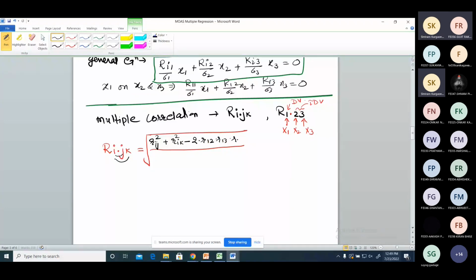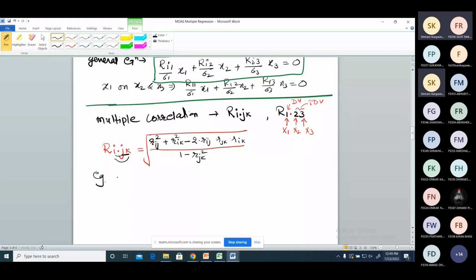If you were to write in general, then you can write here R ij, R jk and R ik, upon 1 minus R jk square. If you do not understand this, don't worry. In particular, I will explain it to you.